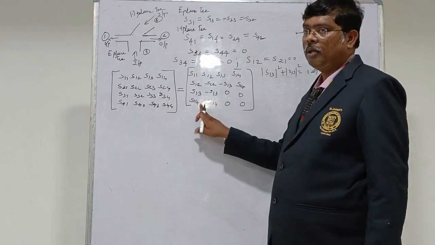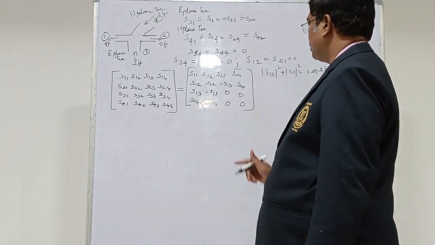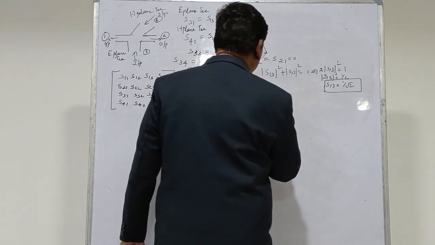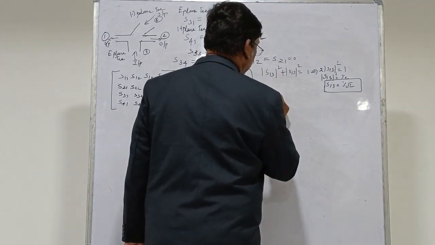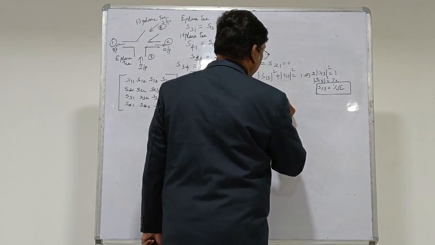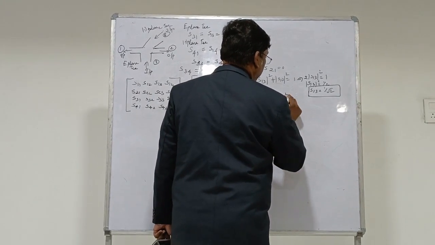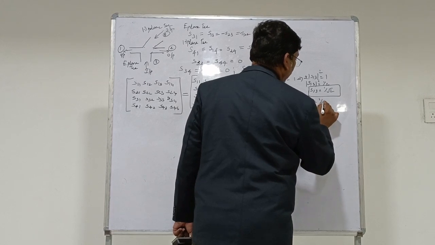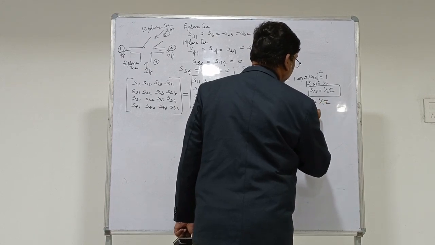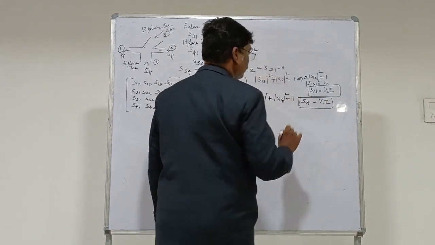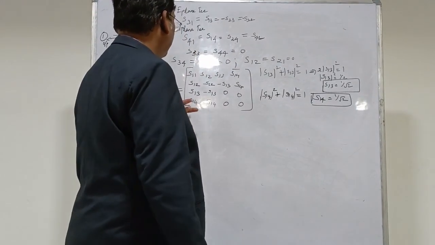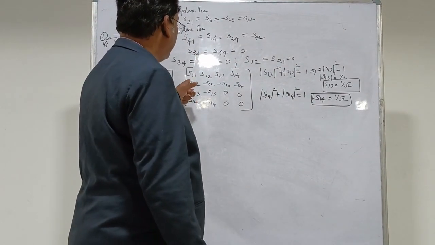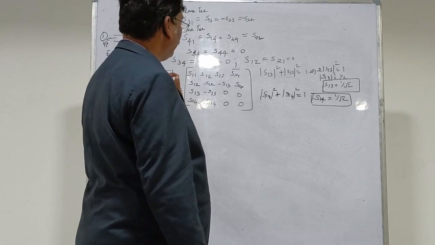Next I am using row 4 to find the value of S14. Similarly, I can write S14 squared plus S14 squared is equal to 1, which means S14 is equal to 1 by root 2. I found two values so far. If I know two values, then I can solve any equation, but I need to know one more value.